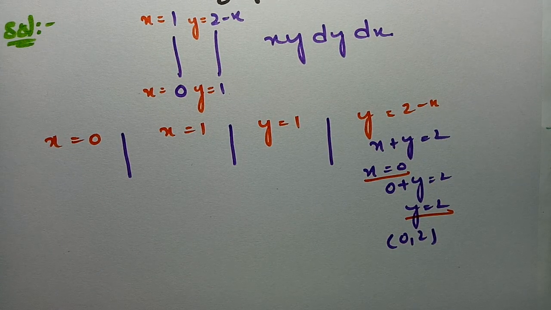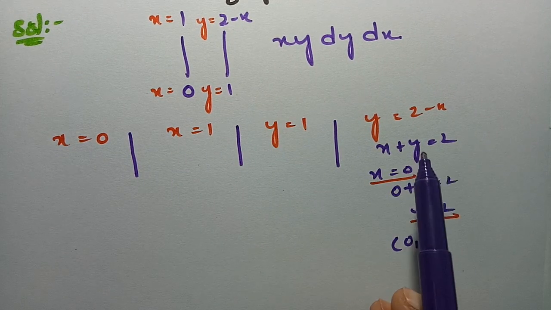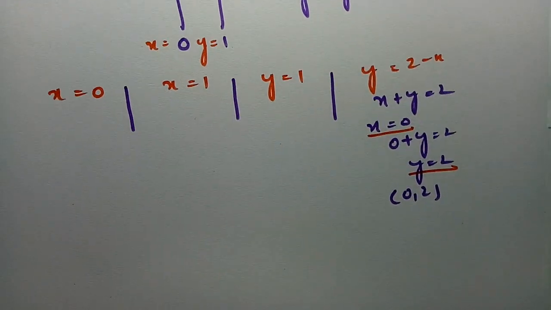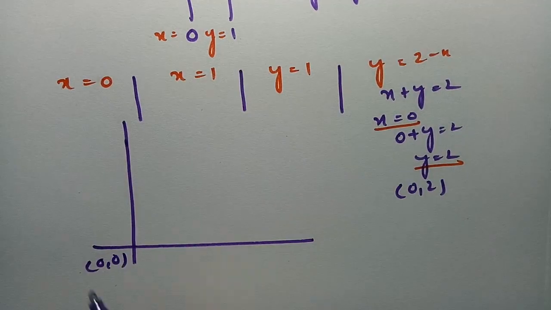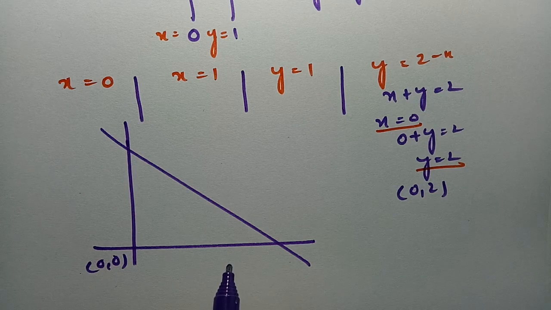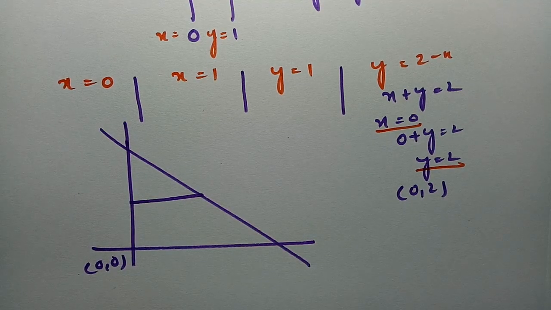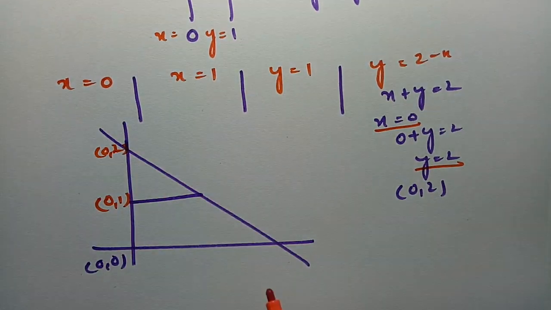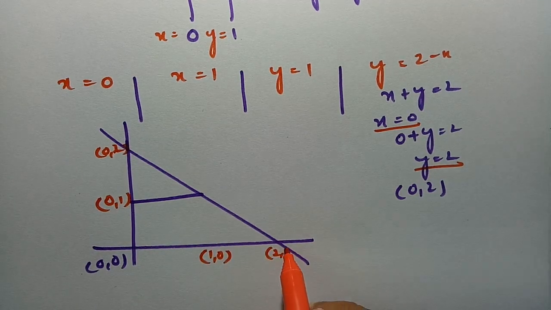Now we have to plot all these points: x is equal to 0, x is equal to 1, y is equal to 1, and this one, which is a straight line, x plus y is equal to 2. So let me plot this one. This is the origin point. Here this is 0, 1 and this is 0, 2. And this will be 1, 0 and this is 2, 0.